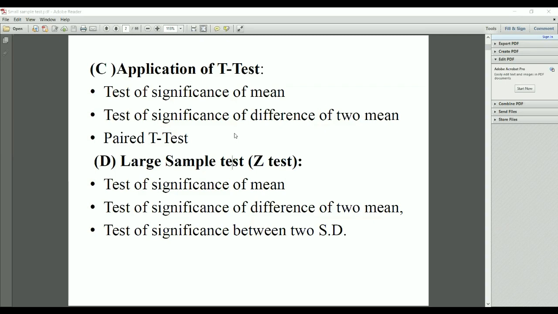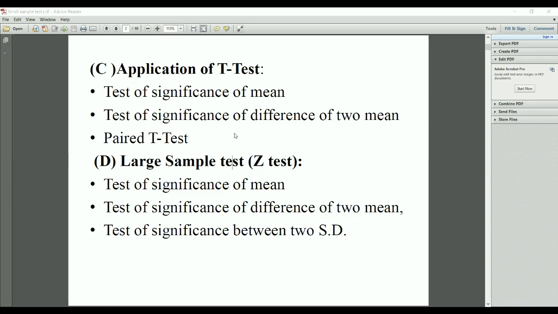That is the paired t-test, when we look at one individual before and after, for example the reading or the sugar level. In that case we will go for the paired t-test.